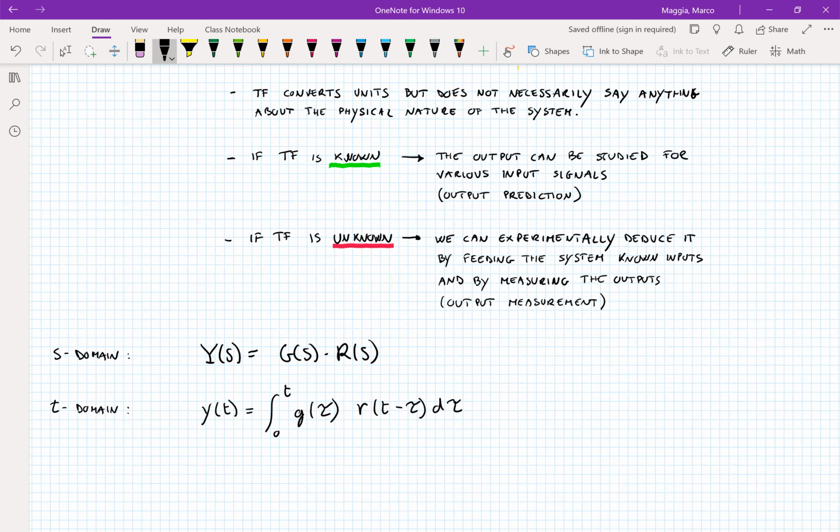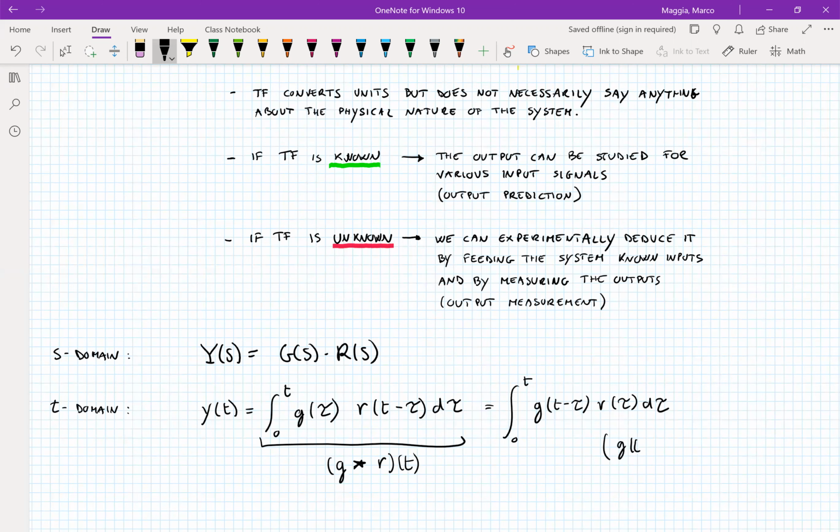So we would have to solve this integral, which can also be written with this star symbol that indicates the convolution operation. Or conversely, that is also equal to the integral of g of t minus tau, r of tau, d tau, whichever you want. And also here, there's an assumption that both g of t and r of t are equal to 0 for time that is less than 0. That is, everything starts at t equals 0.